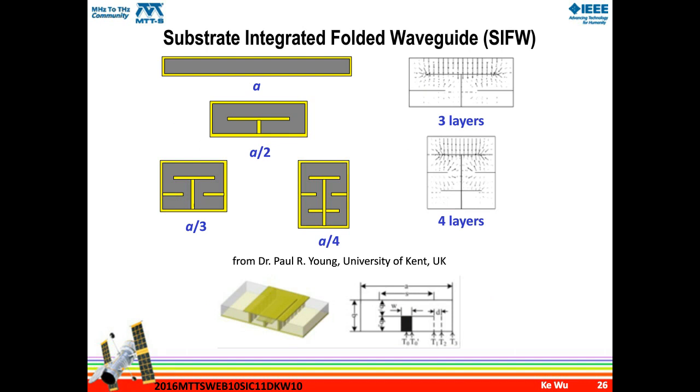In this case, we know that the waveguide cutoff frequency depends on the width of your waveguide. So you can fold those waveguides into multiple layers, and then if you look from the top, you can see that the structure becomes much smaller. So you can create a miniaturization in this case.